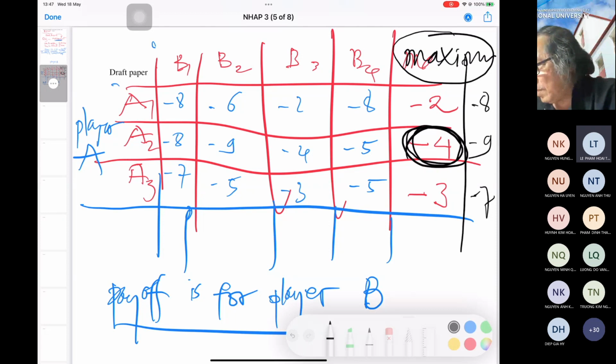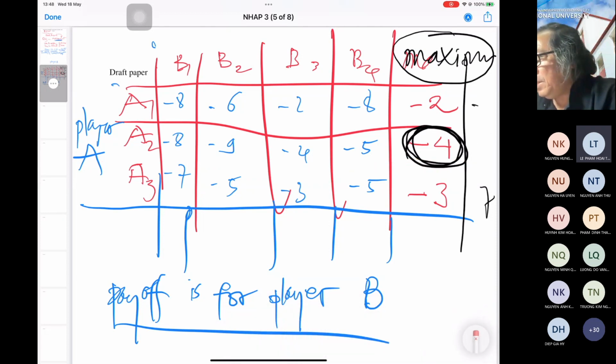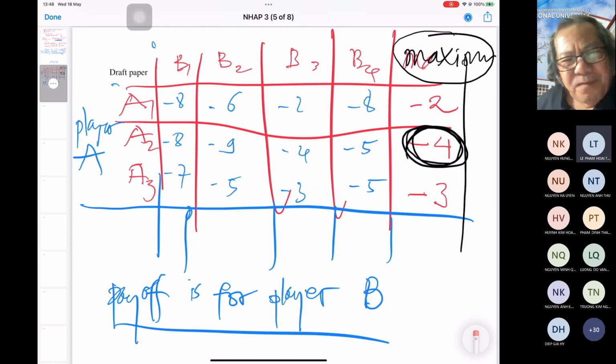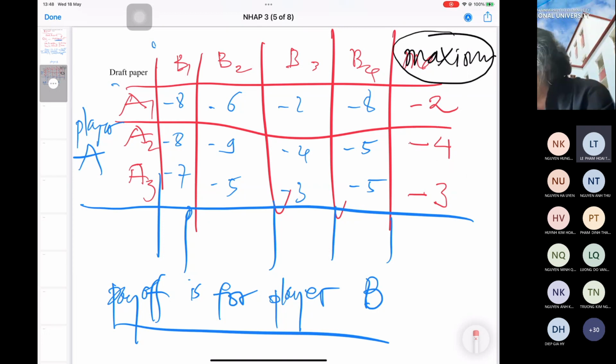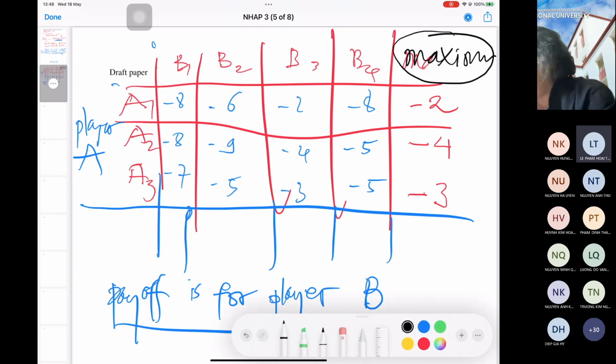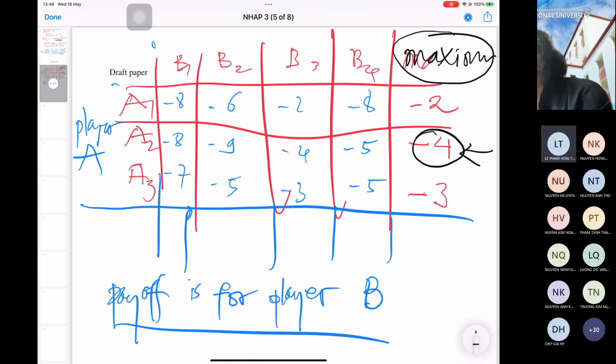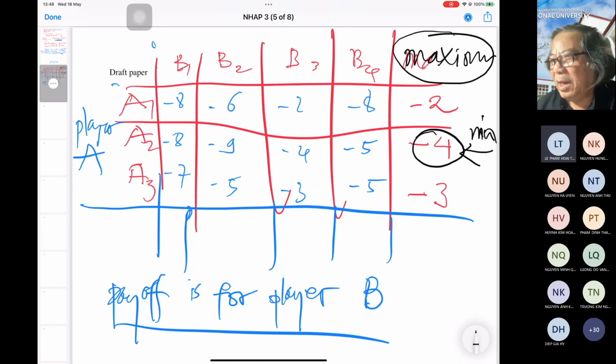So that means in this case, when the payoff is for A, you find the row, A1, A2, A3, you find out the minimum, and then you find the maximum. That's max min. And for player B, in each column like this, you find what? Max or min? This is for player B.